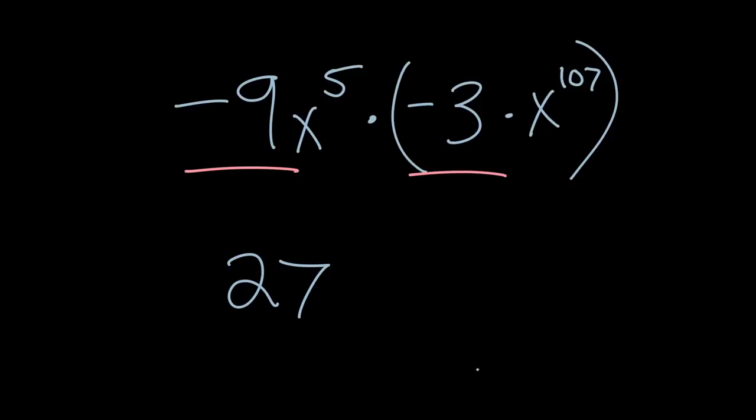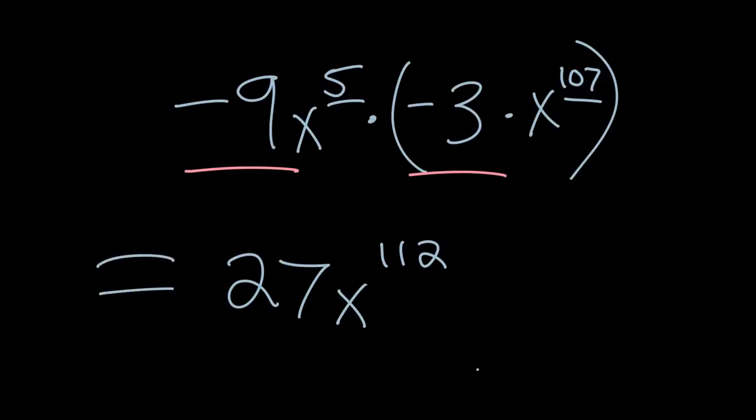I'm going to add my powers. 5 plus 107 is 100 and, not 2. That was a mistake I made there. Let's get rid of that. Give me a second chance here. Well, it's all about second chances. 5 plus 107 is 112.